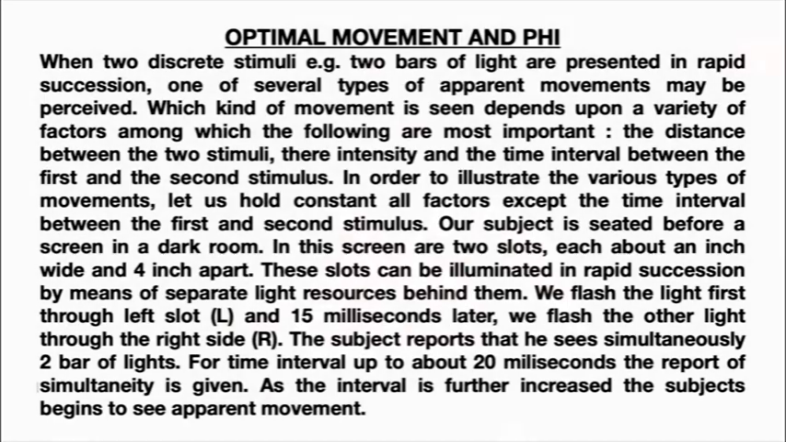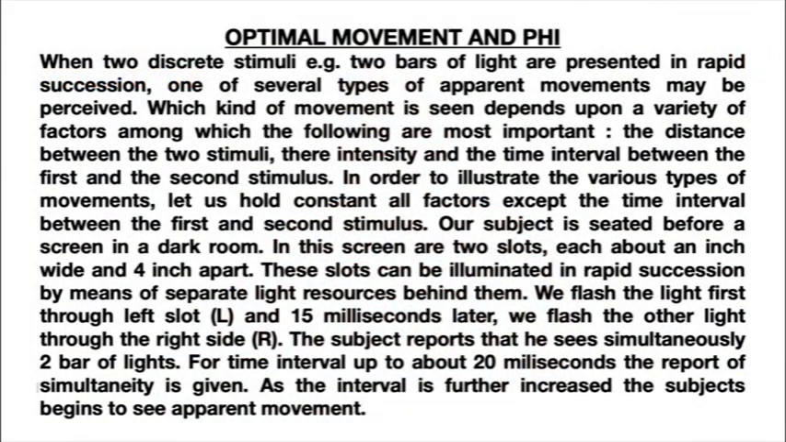You see, if there are two bars, they are stationary, but they are presented in rapid succession, one second, one second, then we perceive the movement. Now, there is no movement, but still we are perceiving the movement. This is the type of apparent movement.